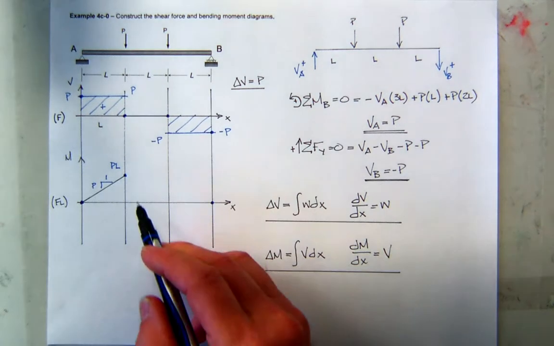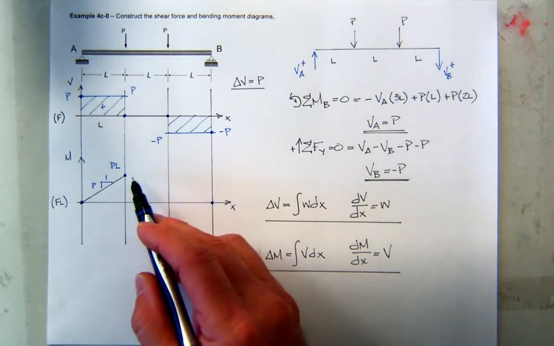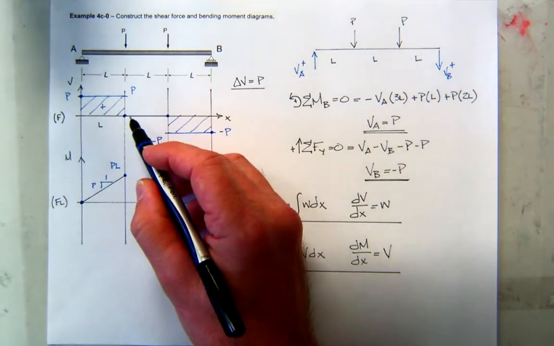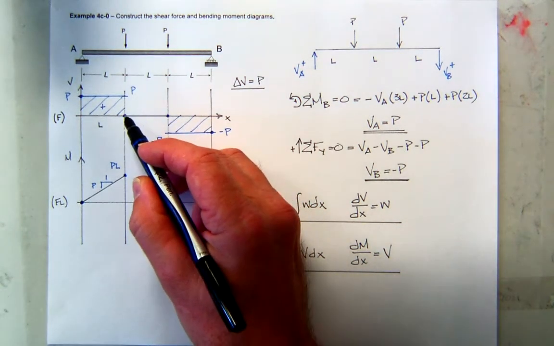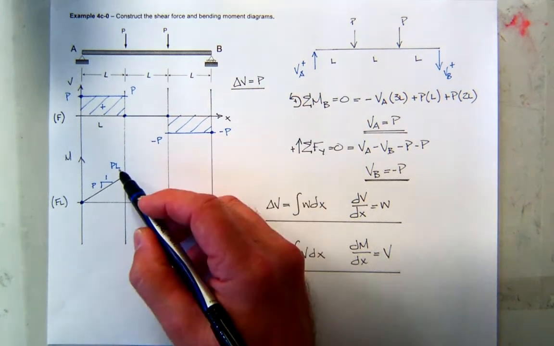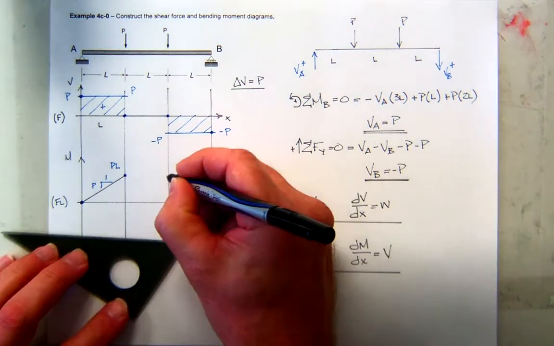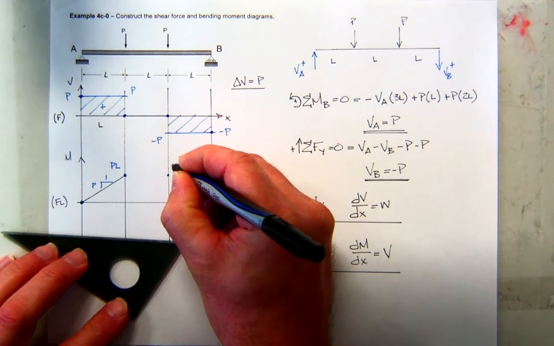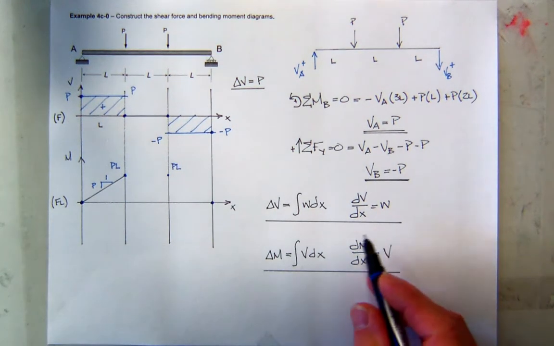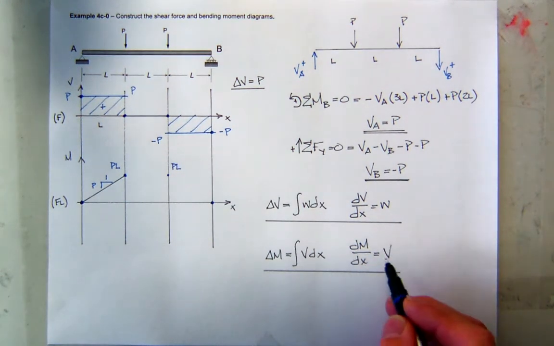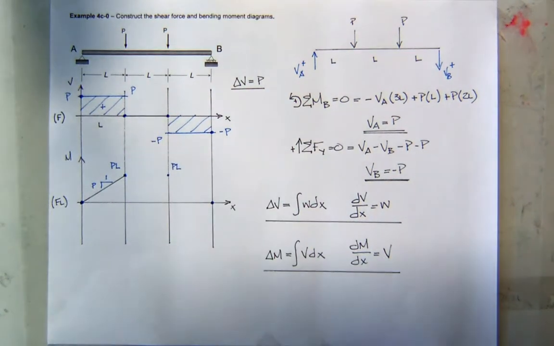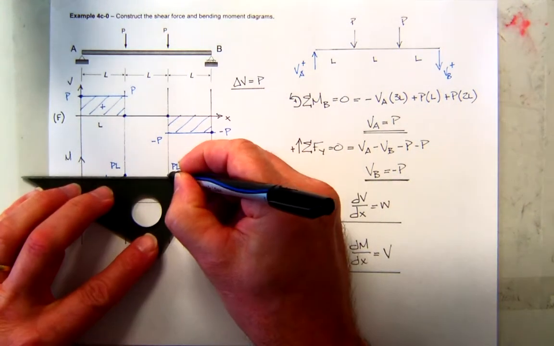Alright, so let's go to the next section, the middle third. The change in moment is equal to the area of the shear diagram. What's the area of the shear diagram from L to 2L? 0. So PL plus 0 is PL. No change. And what's the slope of that line? It's equal to the shear. What's the value of the shear? 0. What kind of curve has 0 slope? A horizontal line.